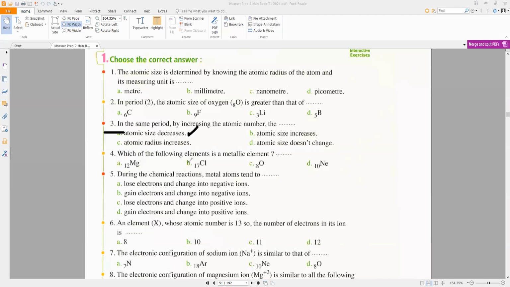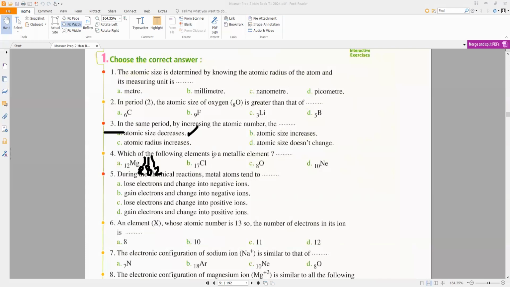Number 4, which of the following elements is metallic? If we know it's metal or non-metal, we can make the electronic configuration. Magnesium: the first level has 2 electrons, the second energy level L has 8, the third M has 2 electrons. 2, 8, 2, it's 12.